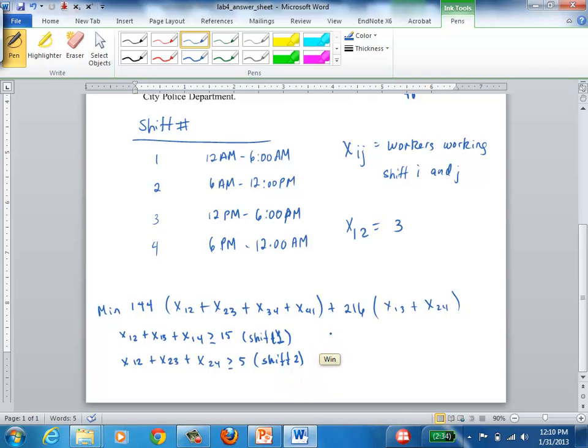Then for 3, same process, x13 plus x23 plus x34 has to be greater or equal to 12. And for the last shift it is x14 plus x24 plus x34. This has to be greater or equal to 6. And then you have all your x_ij's greater or equal to 0.